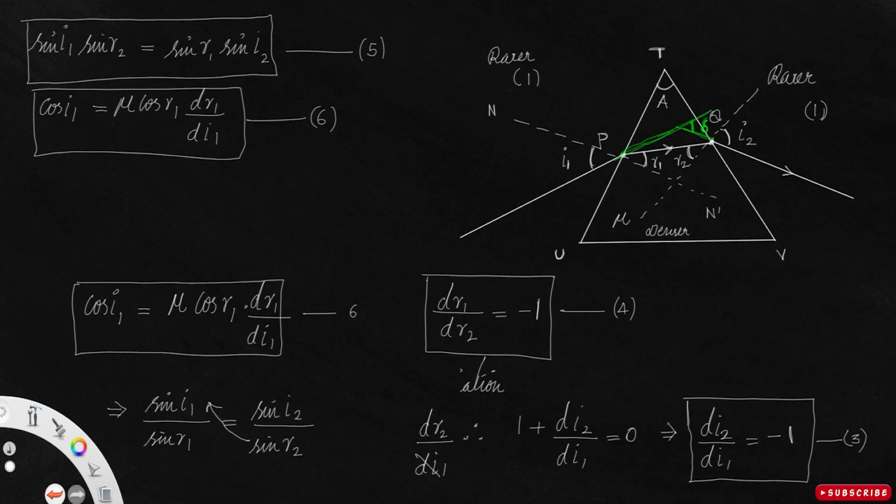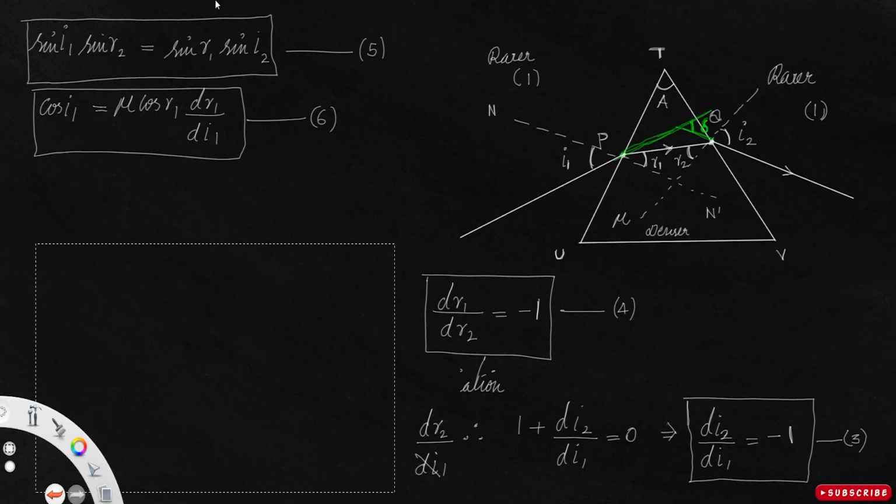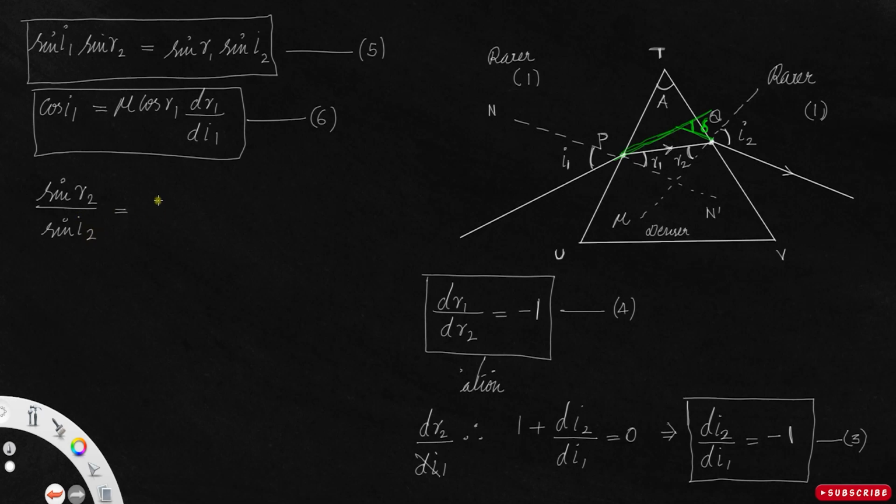Now, when you take Snell's law at the second face, that is at Q, we have sine R2 by sine I2 is equal to 1 by mu. We just took this before. Now if you take the mu to the left, you will get 1 into sine I2, that is sine I2, equal to mu sine R2.